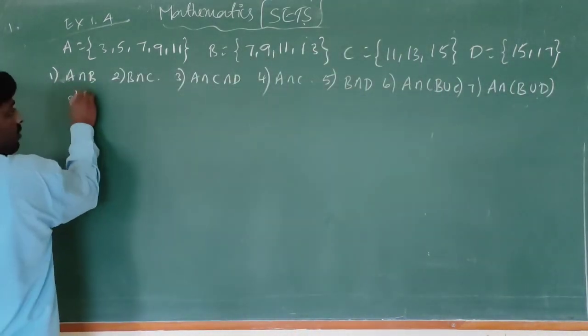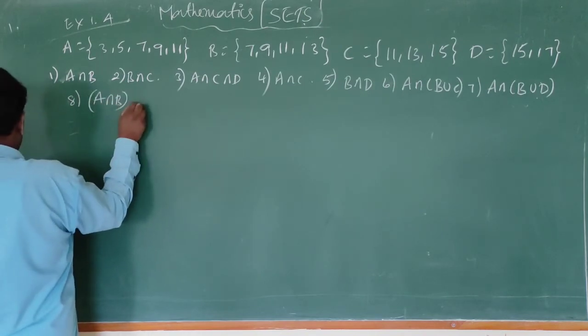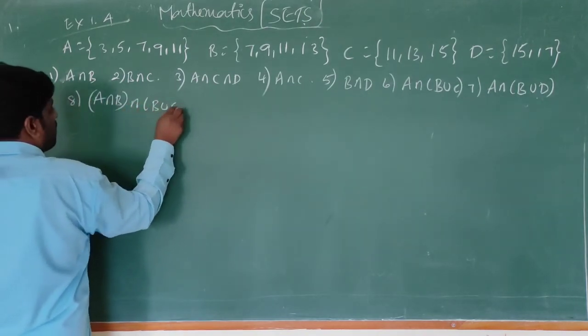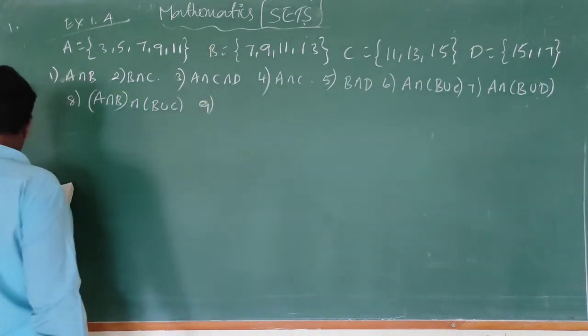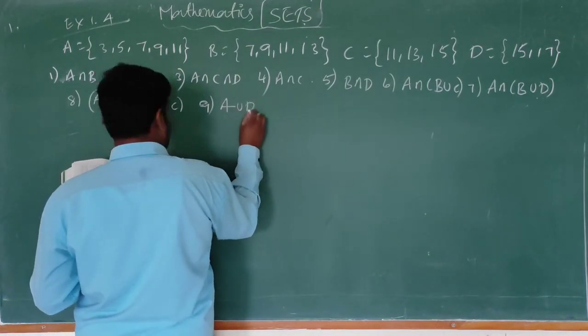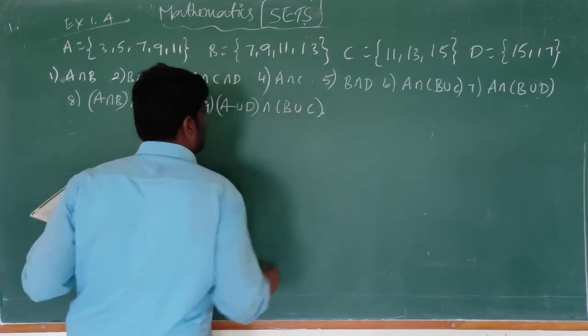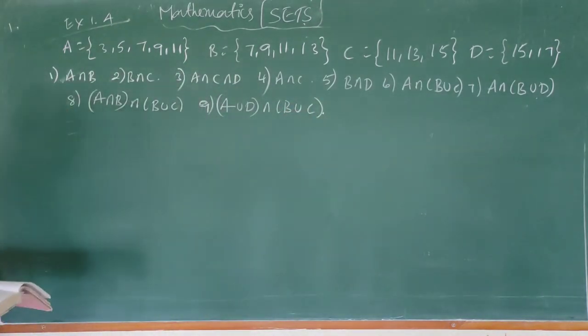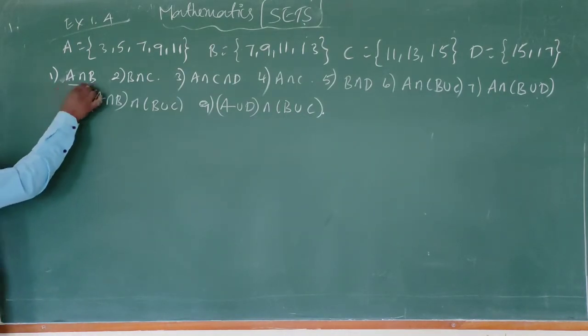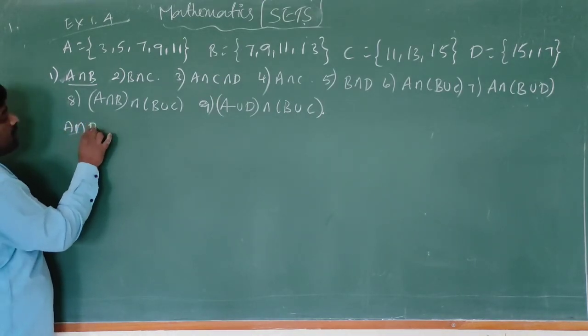Next one is A intersection B union C. Next one is A union D intersection B union C. You have to find these intersection of elements. First one, A intersection B.